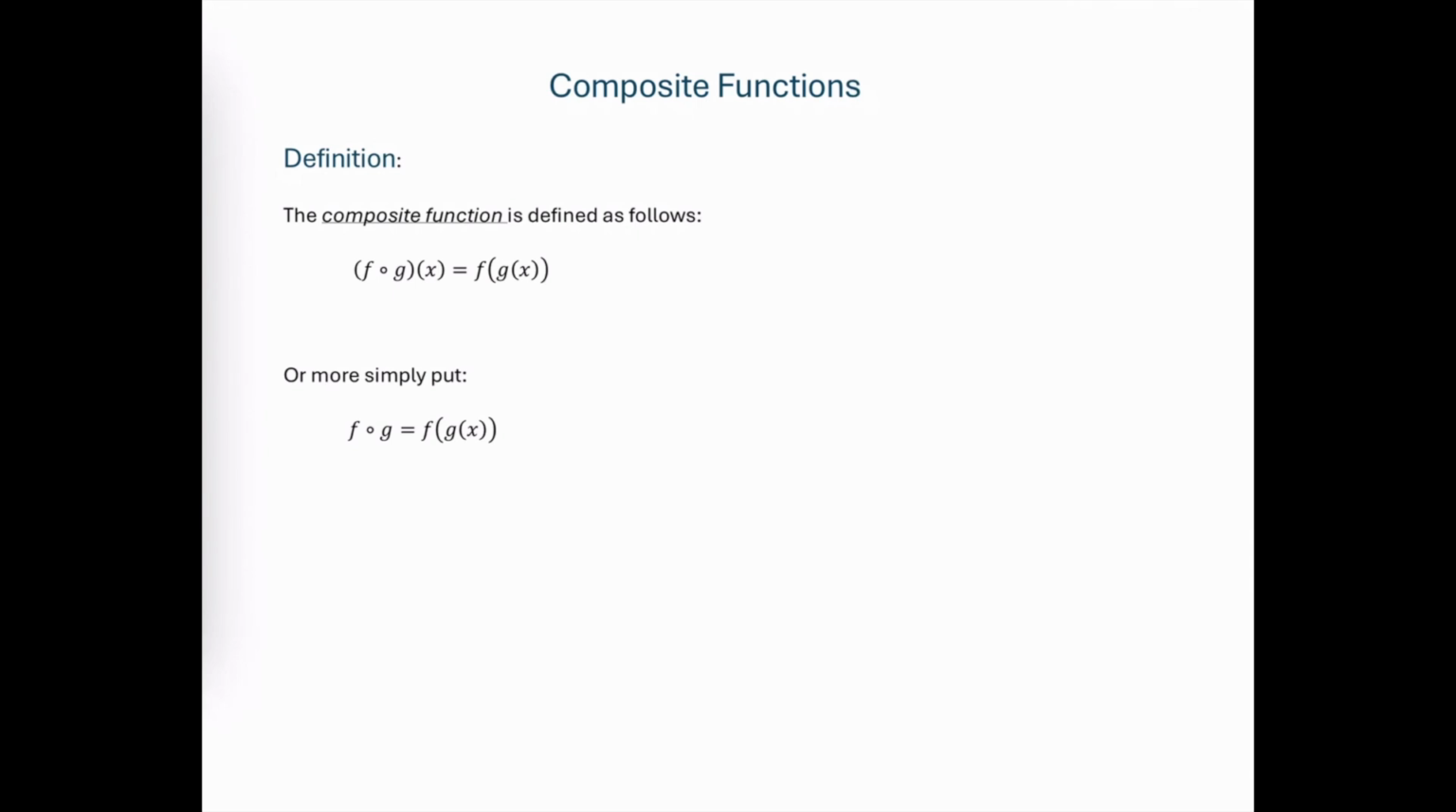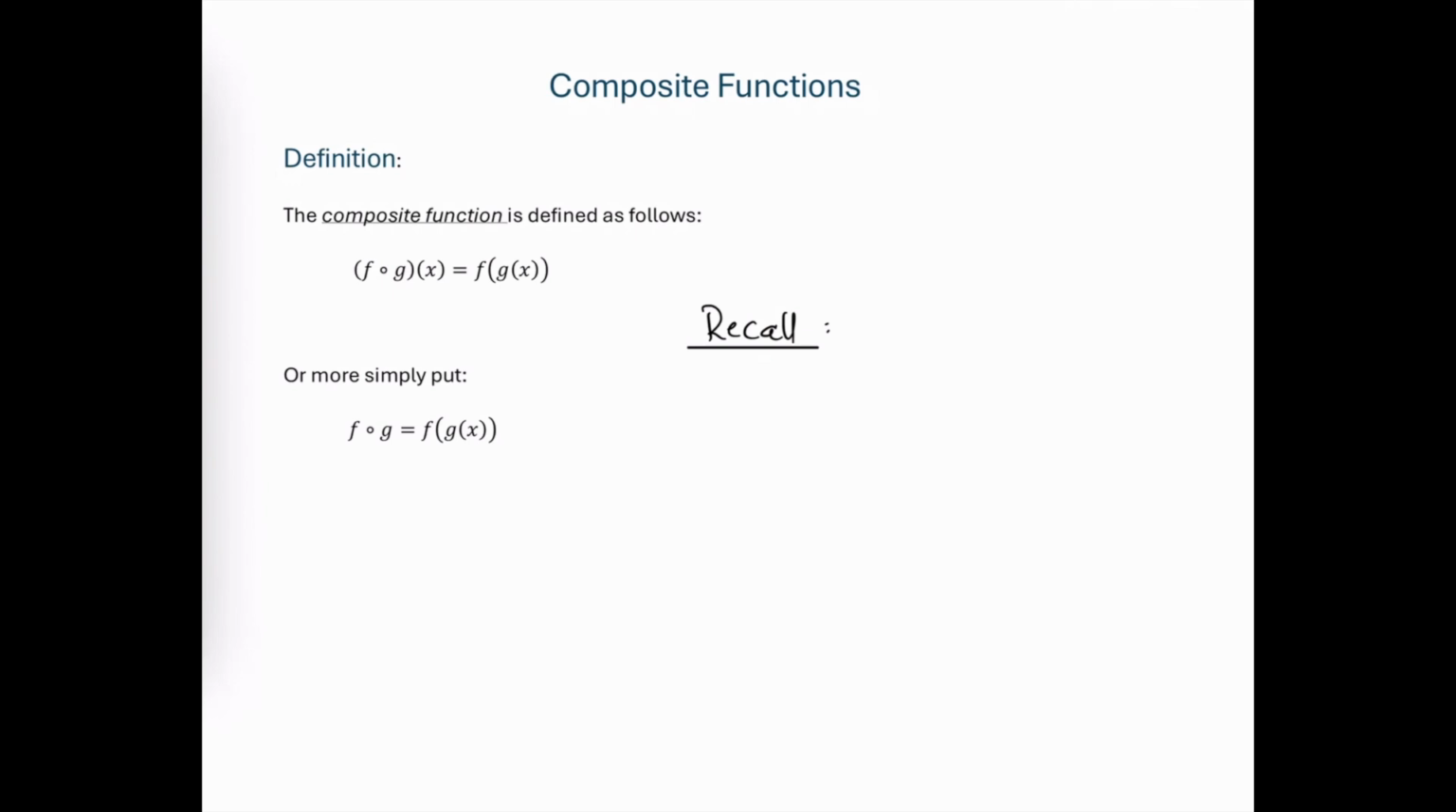We're now going to define a composite function. The notation that is used is an open circle in between the f and g. And what we say here with this notation is f composed with g of x. Now when we see this notation, what it means is that we're going to take the g function and plug it into the f function.